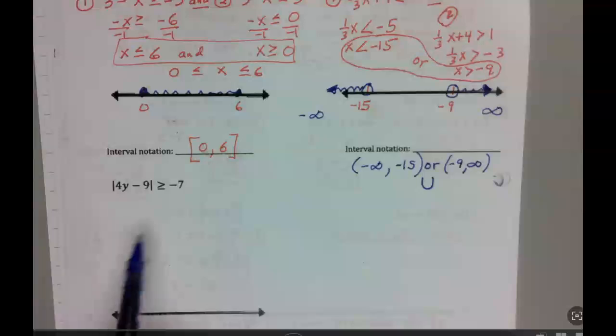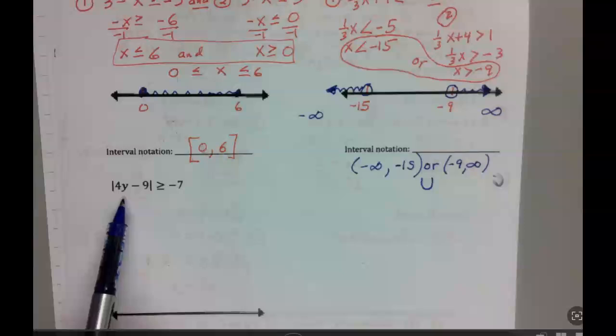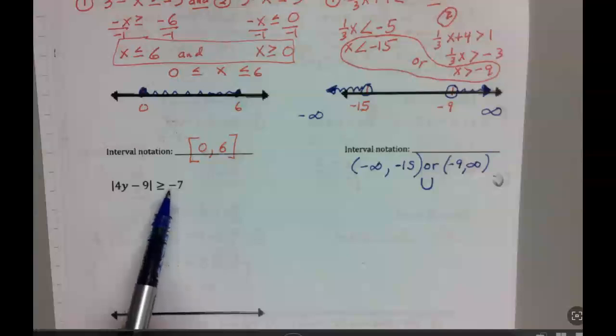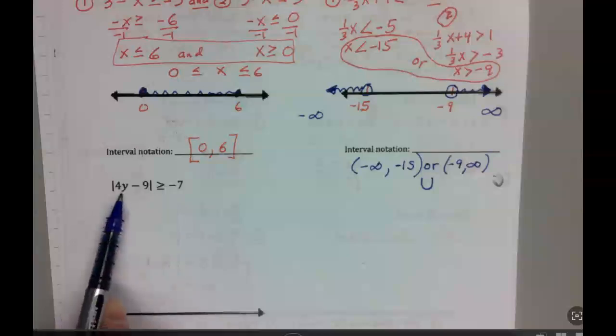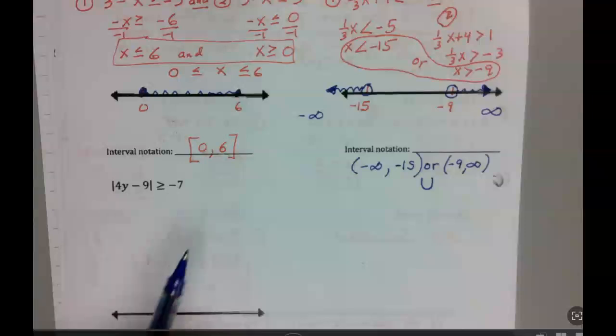What about this one? No matter what I plug in here, what am I going to get on this left side? No matter what I put in there, I'm going to get a positive, aren't I? Isn't it always going to be greater than or equal to negative 7? So this in here would be what? All real numbers, correct? Because let's say I get 0 for y. What's 4 times 0? 0. What's absolute value of negative y? 9. Is it greater than negative 7? Yeah.